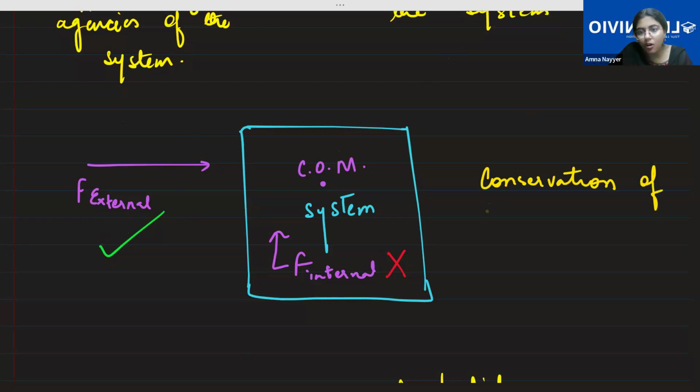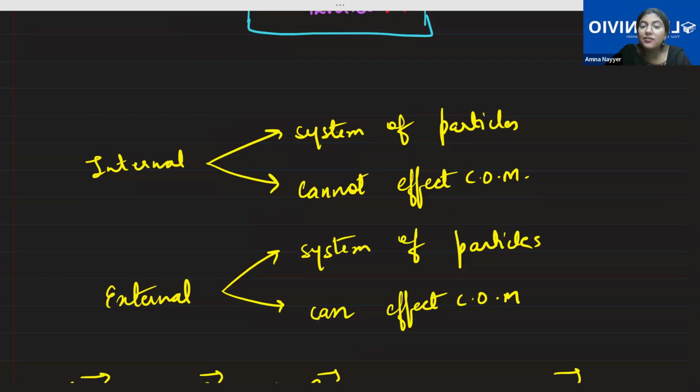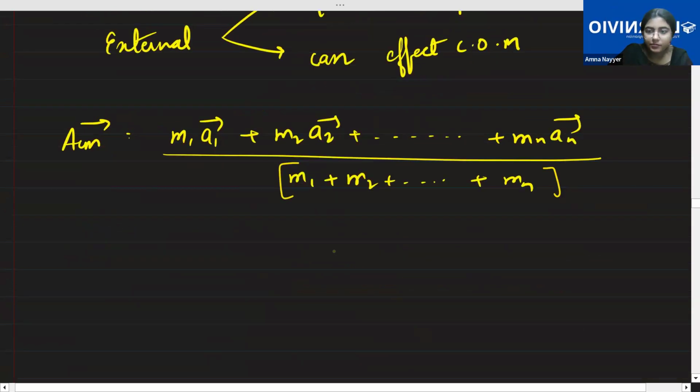Conservation of center of mass. This is what is meant by it. So remember, internal forces are within the system of particles. They can affect the system of particles, but they cannot affect the center of mass. External forces also act on the system of particles, and they can affect the center of mass.